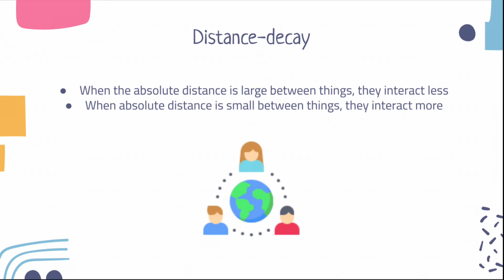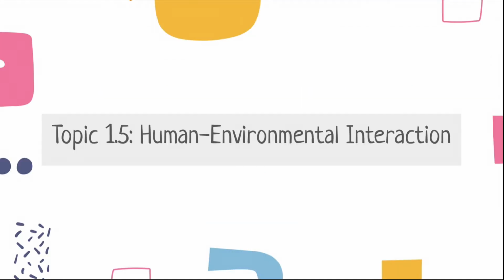Distance decay is the idea that when the absolute distance is large between things, they interact less. On the other hand, when the absolute distance is small between things, they interact more. For instance, countries that are next to each other are likely to interact more compared to countries that are located farther apart, as a result of distance decay.